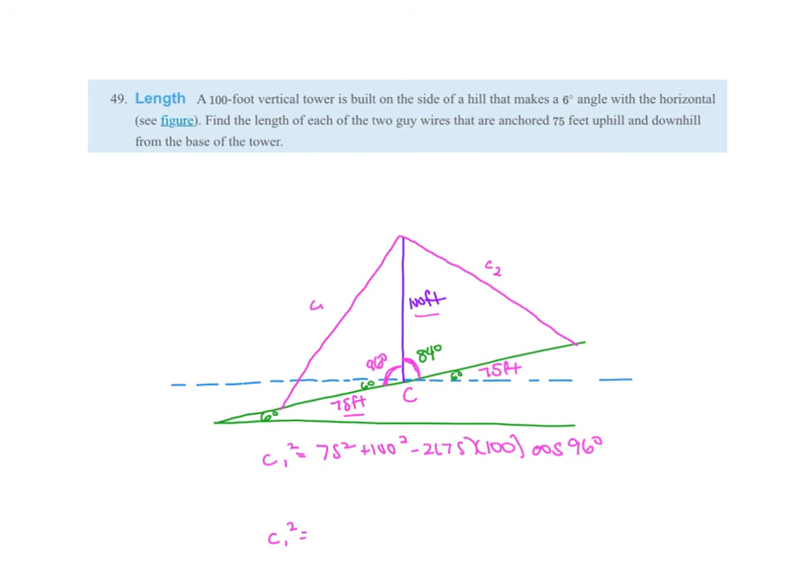Okay, so let's write that. So it's going to be still 75 squared plus that 100 squared minus 2 times 75 times 100. And this time it's cosine of 84 degrees. So you'll plug it in your calculator. Make sure you are square rooting it because it is squared. And then you'll find that the first one will be 131.12 feet. And then the other length will be 118.6 feet.